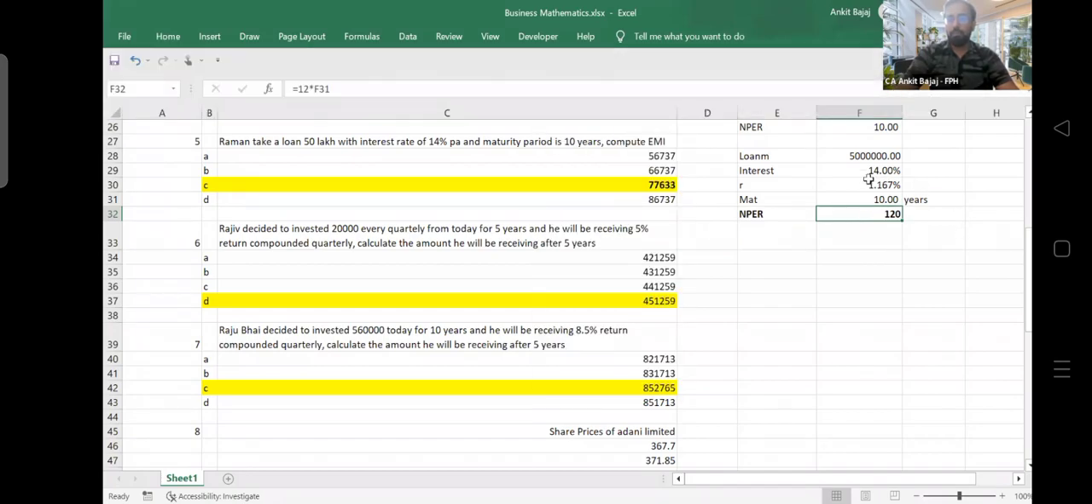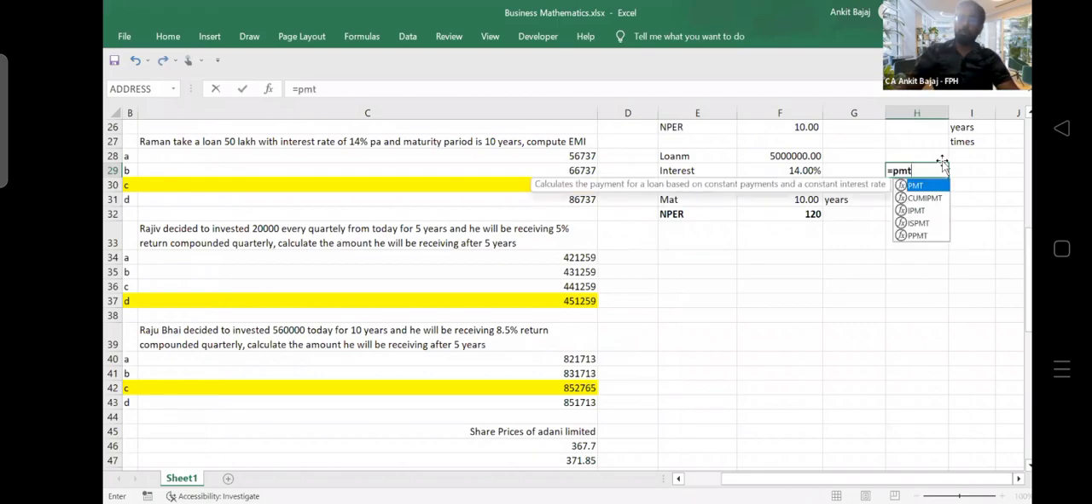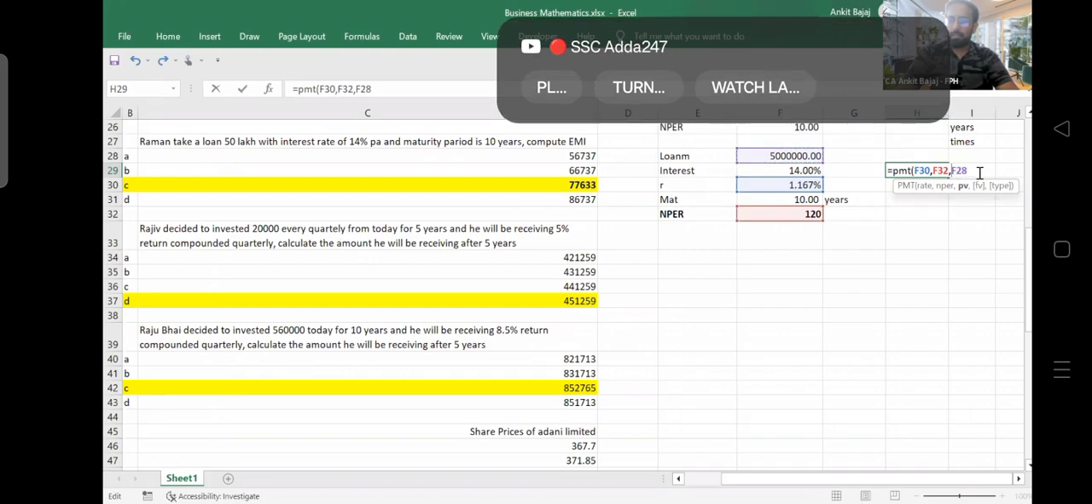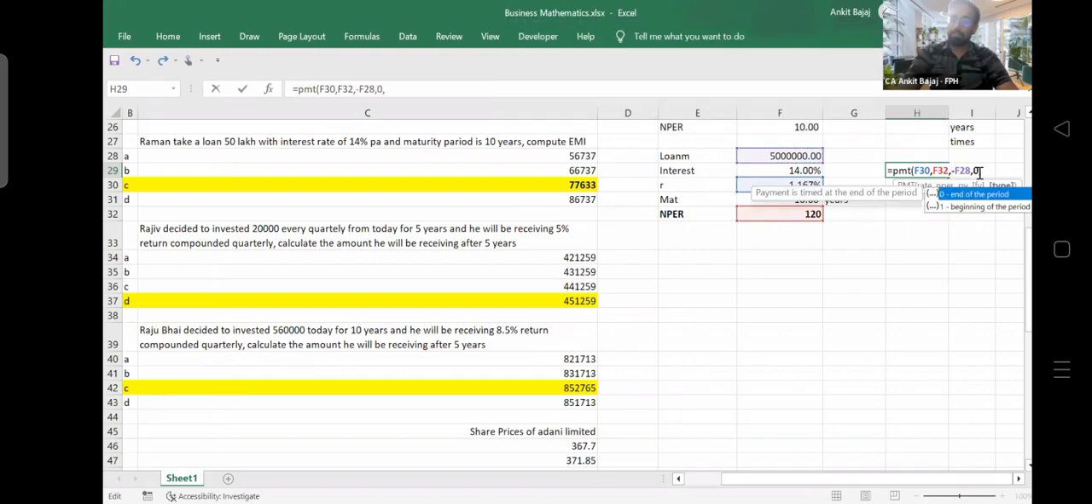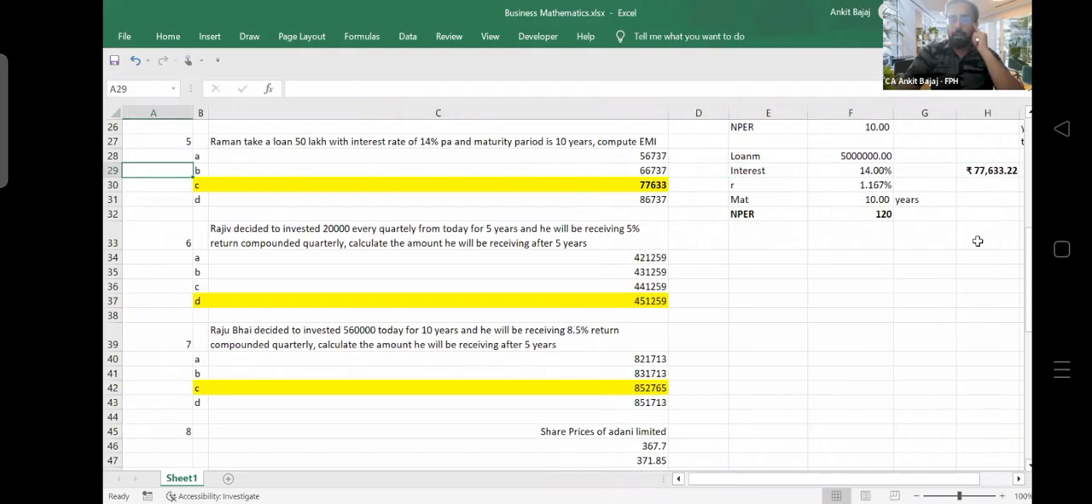Now, if I want to calculate the EMI, what is going to be the amount of EMI? Here we have to use the PMT formula, right? Open up the bracket. Rate is 1.167%. The number of periods is 120. Present value of loan is how much? It is 50 lakh, right? We have to take minus 50 lakh. Then future value is 0 and type we have to take 0, right? And close the bracket. So what is going to be the answer? The answer is going to be 77,633, right?